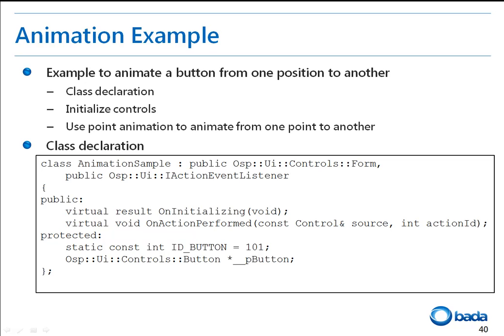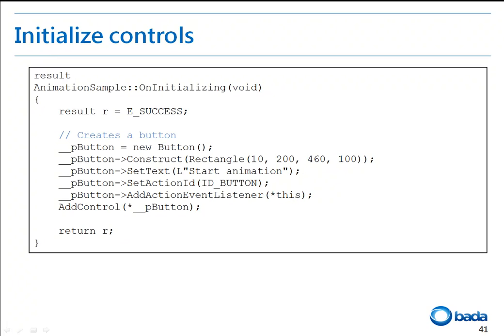Here, we initialize the button that we're going to use to animate. First, we construct the button, setting the Start Animation text to it. Assign an action ID and add the current class as a listener using addActionEventListener. Finally, we add the button to the form using the addControl method.